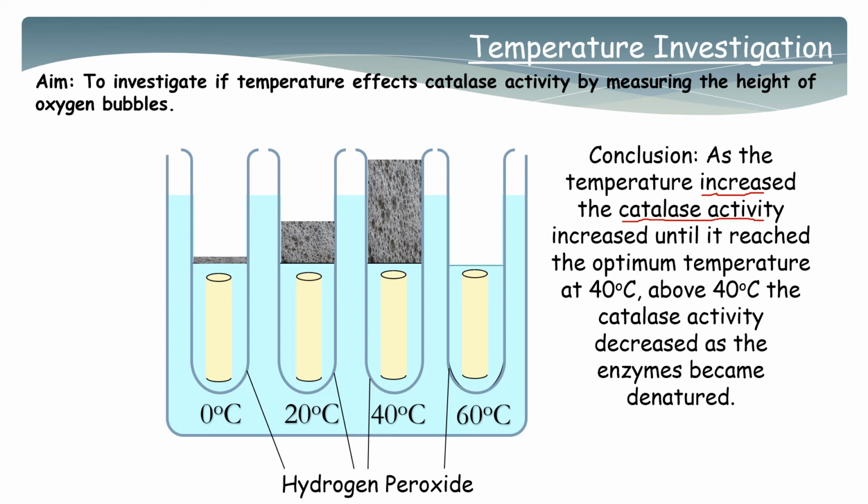And you needed to say that it was until it reached the optimum temperature, which in this case was 40 degrees Celsius. But the next part is really important. You need to mention that above 40 degrees Celsius, the catalase activity decreases as the enzymes become denatured. So you needed all three different parts: the trend that it increased, and then it reached its optimum, and then it decreased, to get your marks.